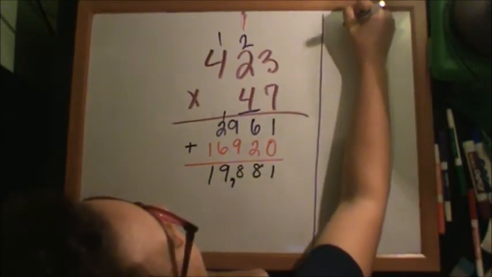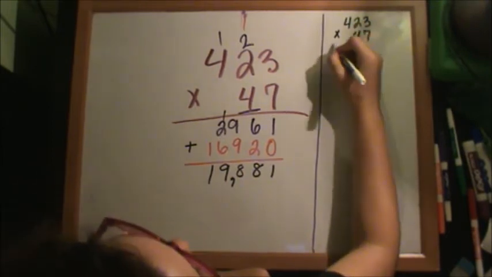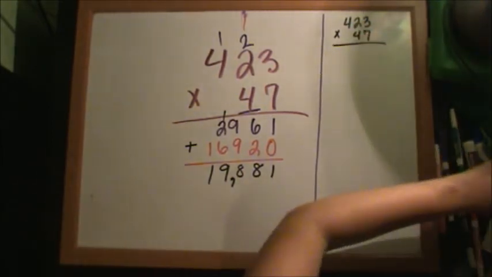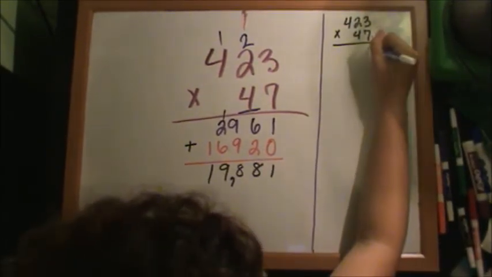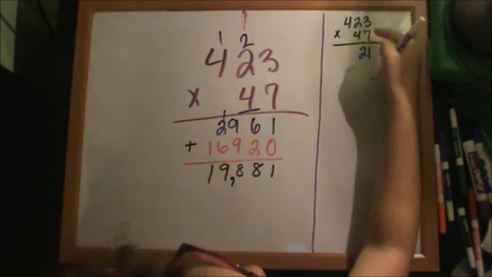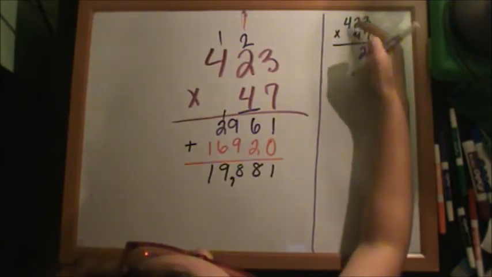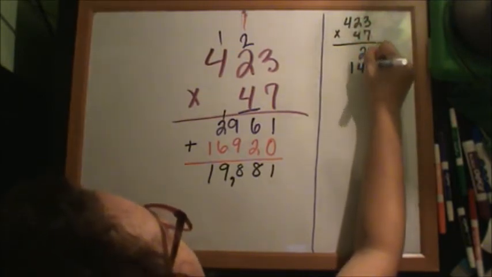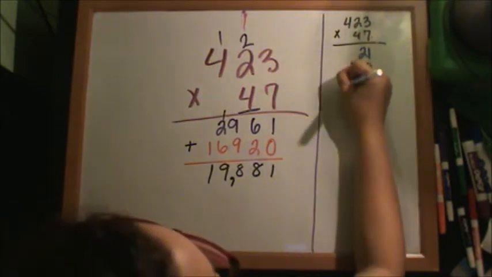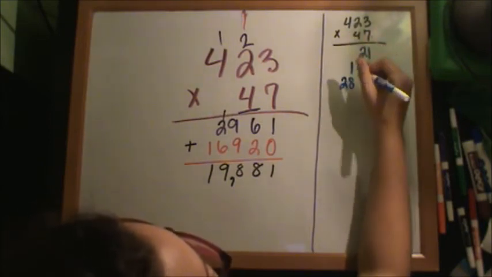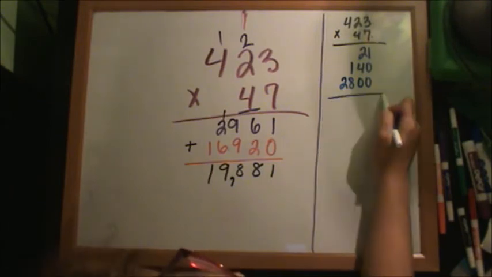So now I'm going to show all those skipped steps from standard algorithm over here. So I have 423 times 47. So we're going to start with the ones place. So blue is going to be ones. So 7 times 3, that's correct. We have 21. 7 times 20, not 2. 7 times 20 is 140. Now we have 7 times 400. So we know 7 times 4 is 28, so 7 times 400 is 2800. So there's my ones place.